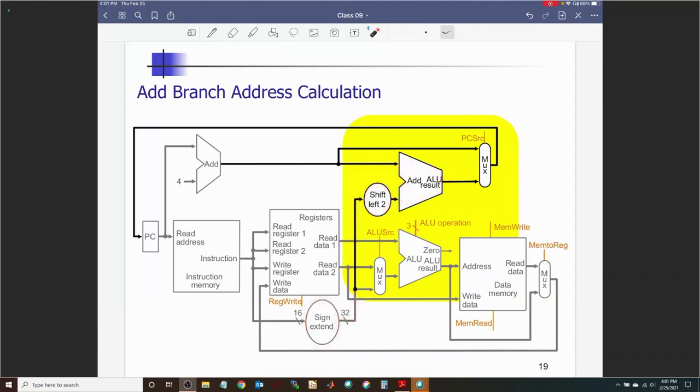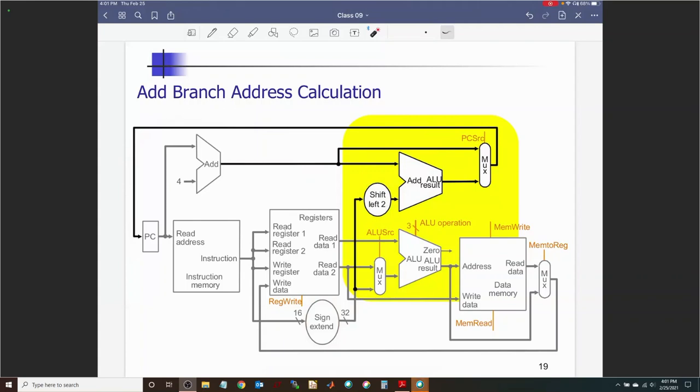And then you can have another mux to pick the program counter source. That program counter source can either be PC plus 4 getting updated, or when PC source is a 1, it will be the branch address getting updated. You see that? So we are essentially using that adder, shift left by 2, and mux, 3 more components here to add the branch address calculation.